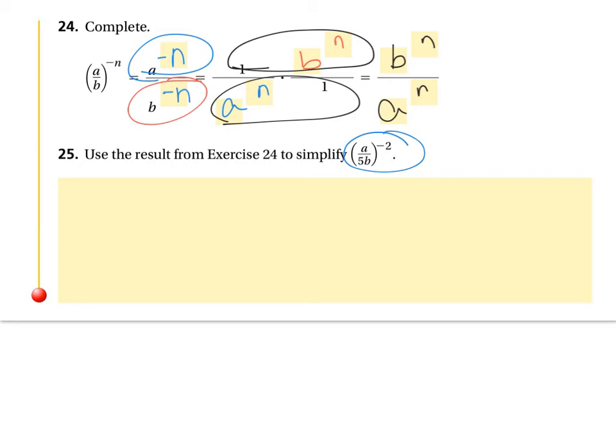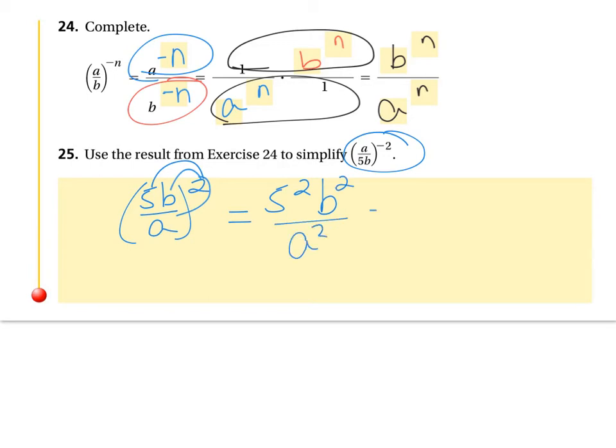So working this problem, you would flip what's inside the parentheses, use the reciprocal of it. And the negative exponent would become a positive. And then you'd go ahead and simplify this out. This 2, that's the exponent, applies to everything inside. So it's 5 squared, b squared over a squared. To simplify further, you have 25, that's the 5 squared, b squared over a squared, and that would be your simplified version.